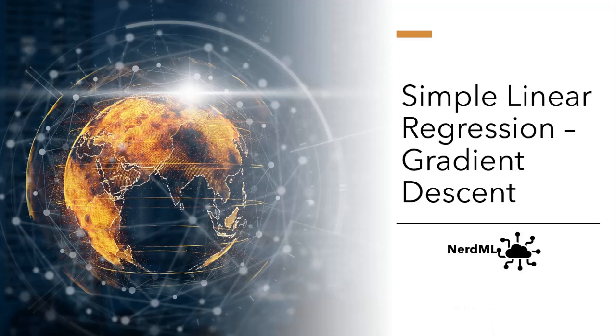So guys, let's quickly recap the last session where we understood the basic concepts of the linear regression model, how to draw the best fit line and how to code it as well, with and without using the scikit-learn library. So today we'll be discussing gradient descent.